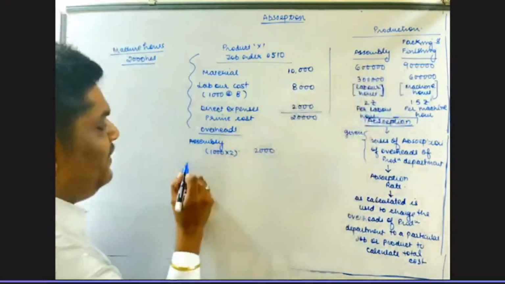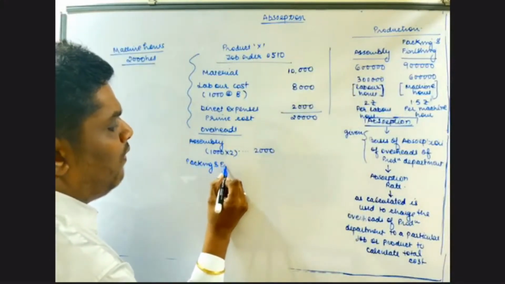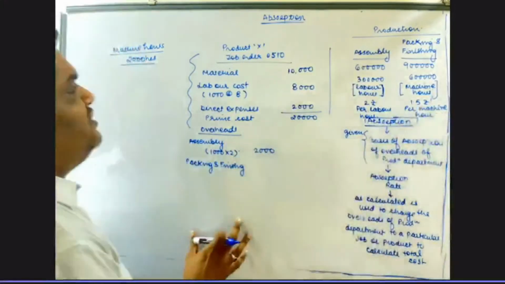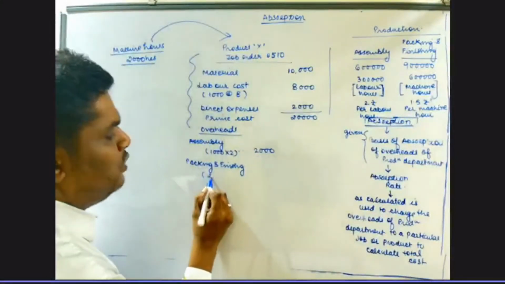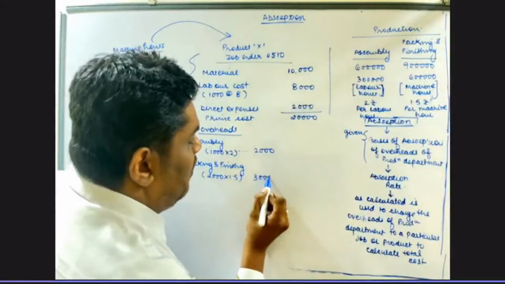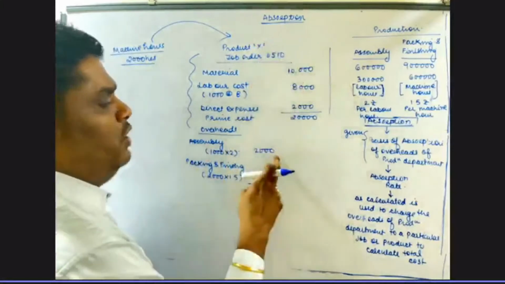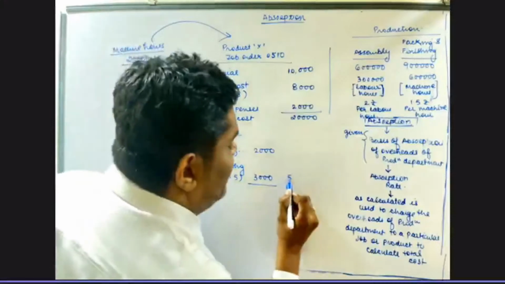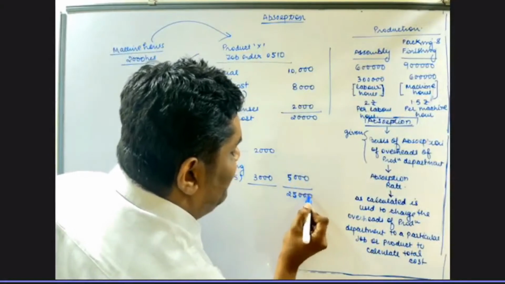And for packing and finishing, the rate is 1.5 per machine hour, and the machine hours that were used in this job is 2000 hours. So 2000 into 1.5, that is 3000. So the total overheads that are charged to this job is how much? 2000 for assembly, 3000 for packing and finishing. So the total overheads are 5000. And my total cost of this job will be 25,000.